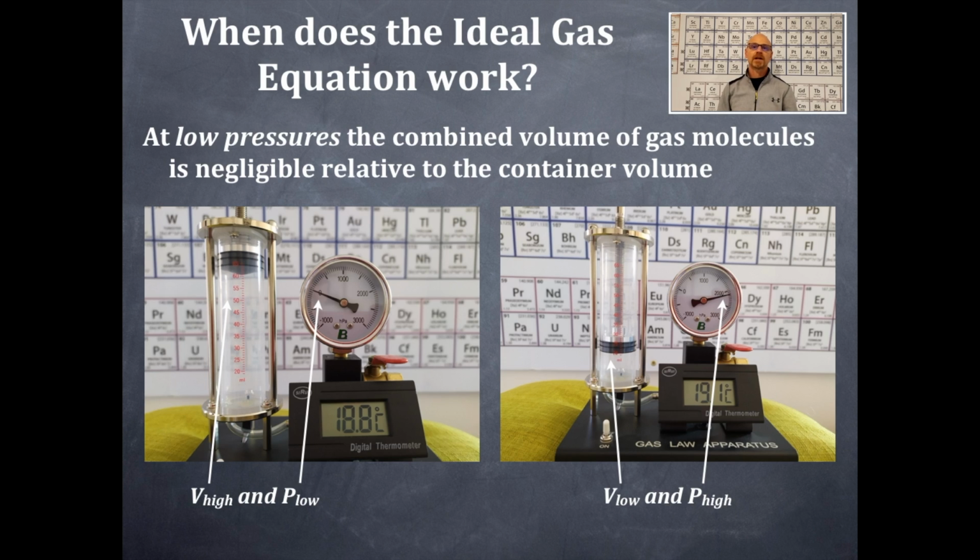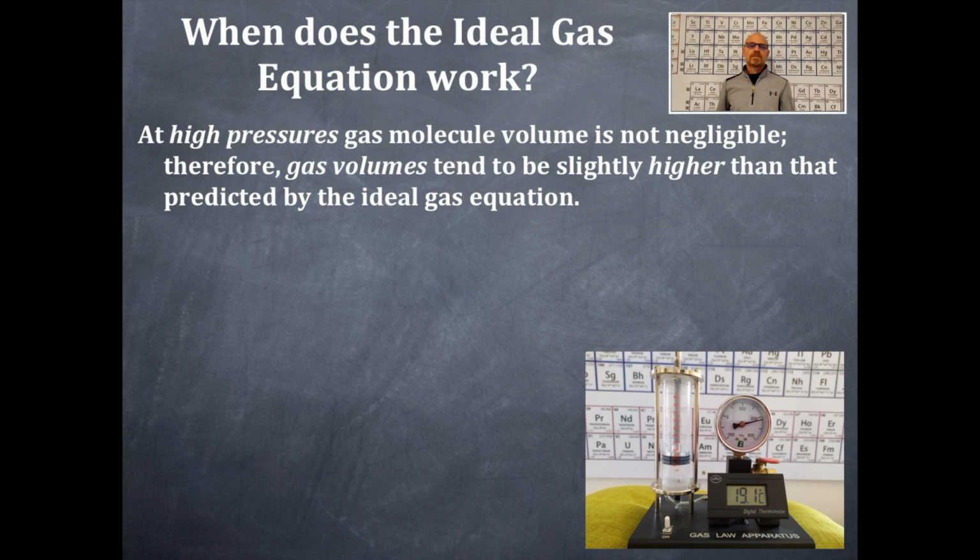I've pushed the plunger down, the volume has decreased, the pressure has increased, and the gas molecules inside that cylinder are moving faster. Their kinetic energy is higher. They're moving faster, therefore the temperature is higher. Fantastic. So, at high pressures, the volume of gas molecules is not negligible. Therefore, gas volumes tend to be slightly higher than that predicted by the ideal gas equation.